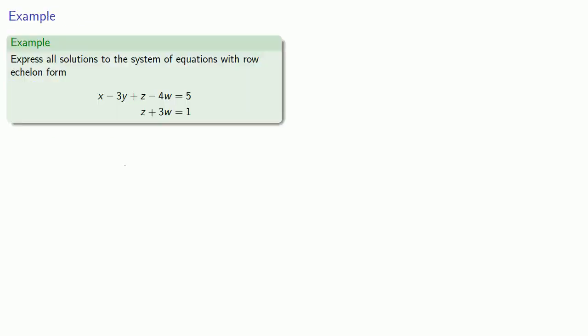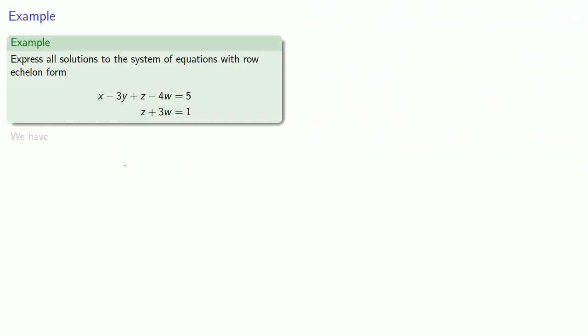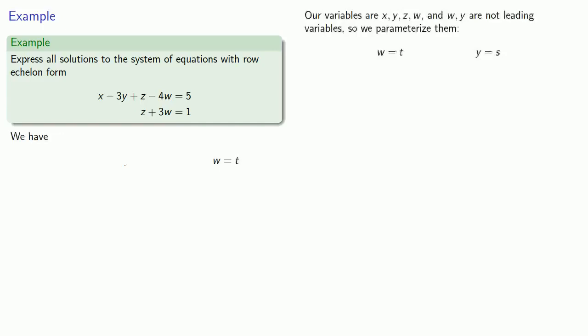So suppose I have a system of equations in row echelon form, and I want to express all solutions to this system. The first thing we should do is identify the free variables, those that will be set equal to parameters. Remember, these are the variables that are not the leading variable of any equation. If we take a look at our equations, we see that we have 4 variables, x, y, z, and w, and while x and z are leading variables, y and w are not. So we'll let w equal t and y equal s, 2 parameters.